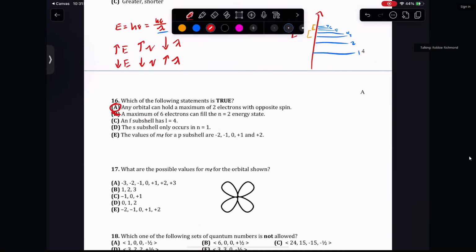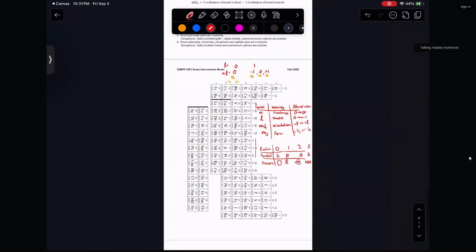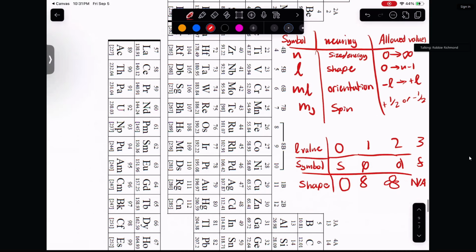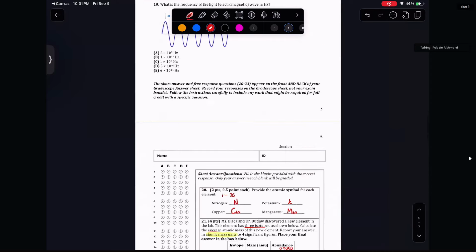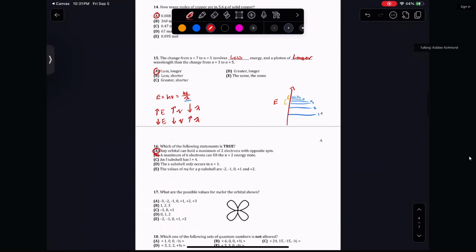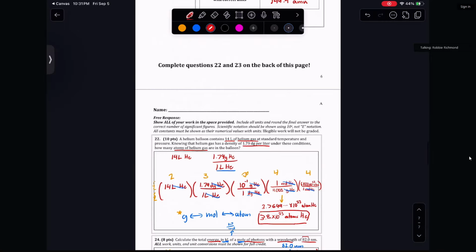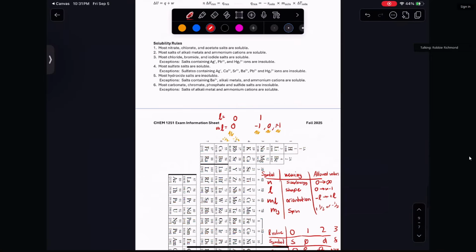Answer choice C: an F subshell has an L of 4. We just went over this in our handy chart that you should probably have put into your exam information sheet when this started. An L value of 3 designates a symbol of F. Wrong. D, the S subshell only occurs in n equals 1. Remember, I said this in the beginning.